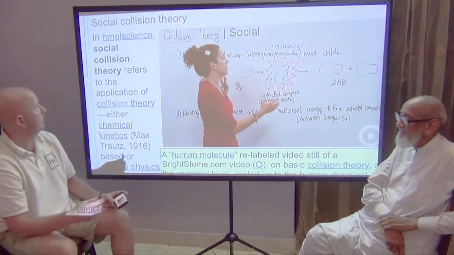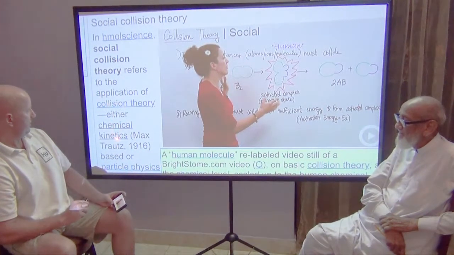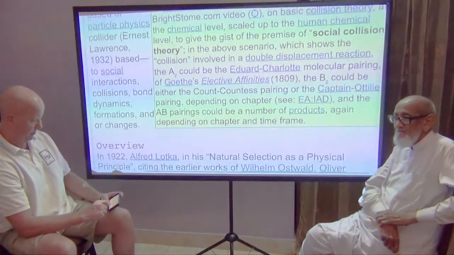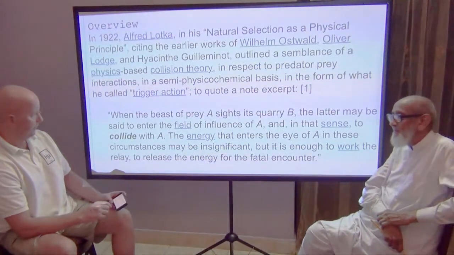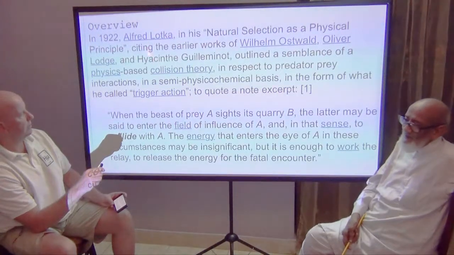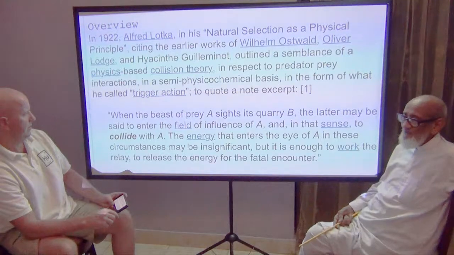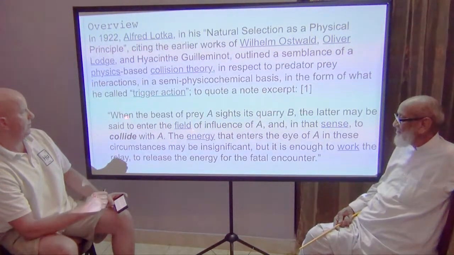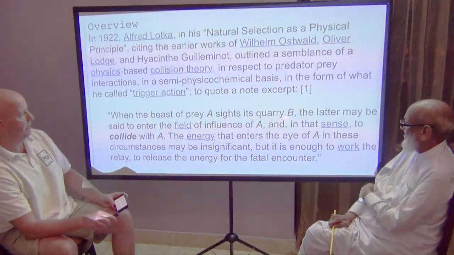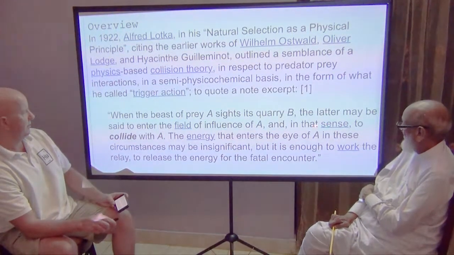Social collision theory refers to the application of collision theory to chemical kinetics. Alfred Lotka's social collision is similar to this. Let's take a look at the example here. He says, when the beast of prey A sights its quarry B, the latter may be said to enter the field of influence of A, and in that sense, to collide with A.